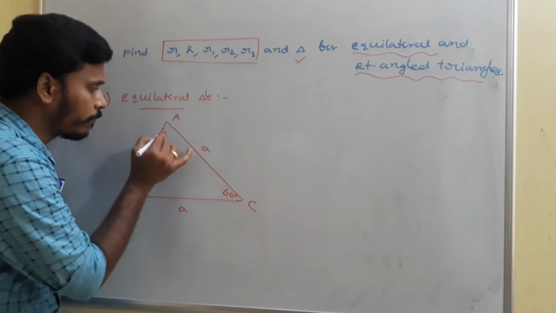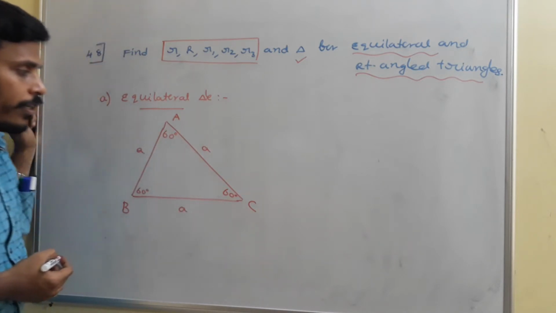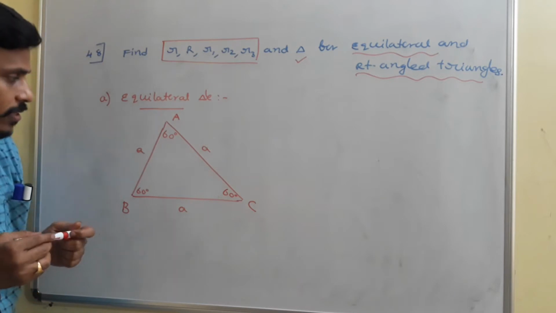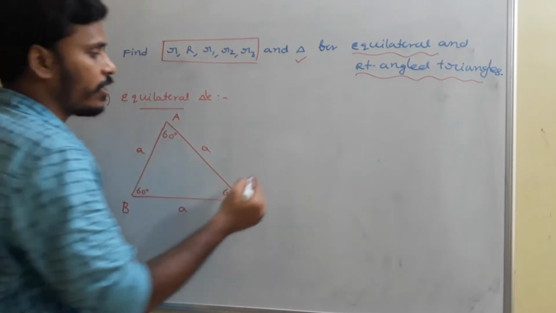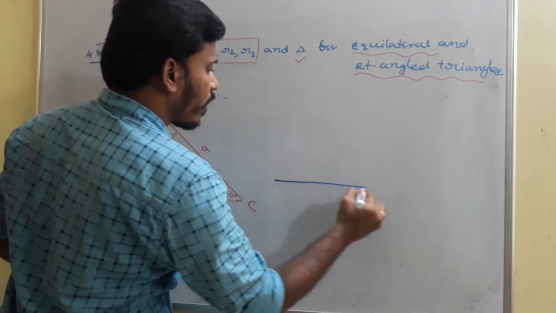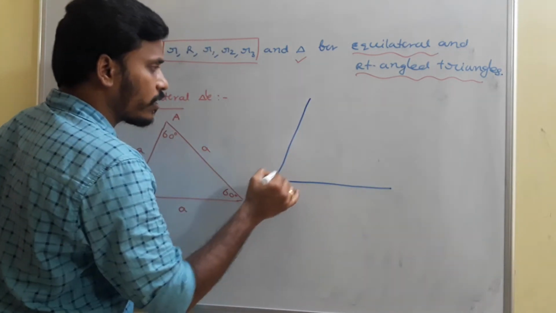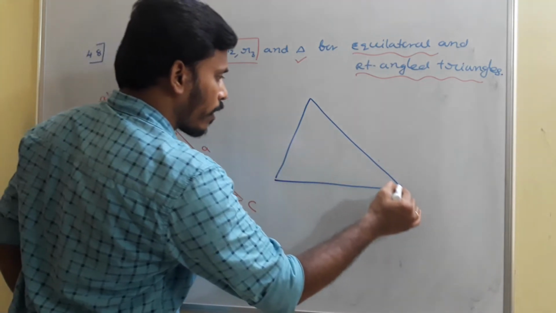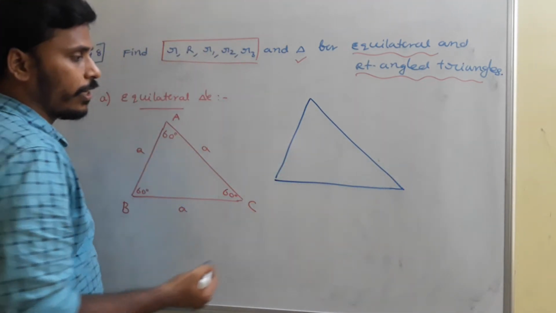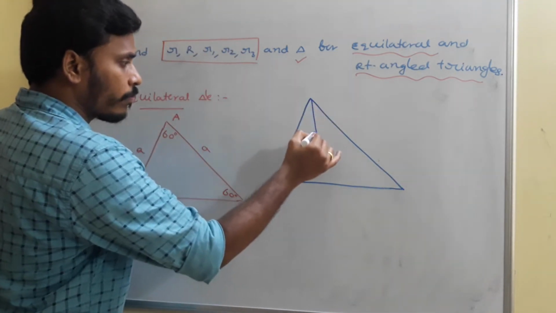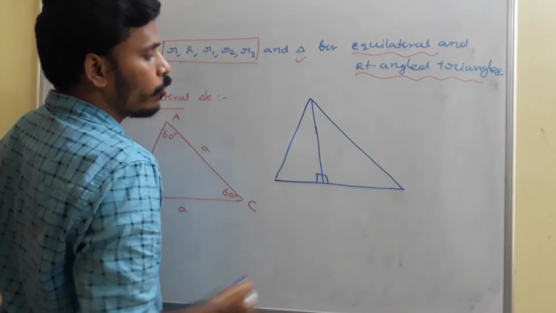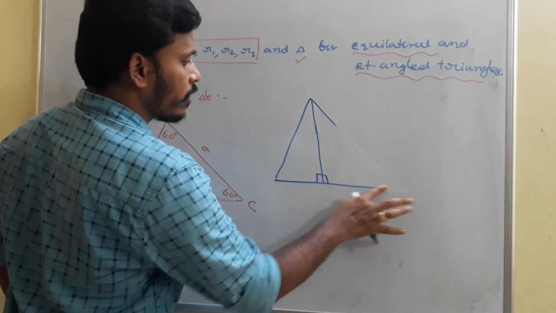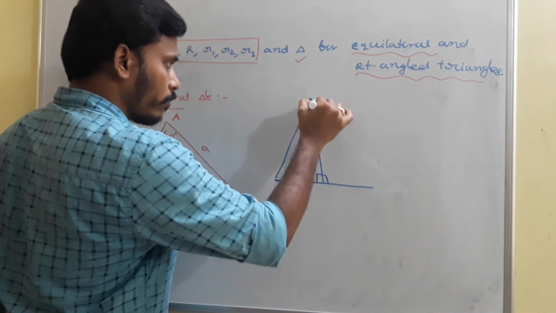Each angle is 60 degrees. All the sides are equal, and the side length of each side is A. So in that equilateral triangle, just as we discussed in the previous points, all the 4 points are coincident. So first of all, I will draw an altitude here. Since it is equilateral, it should be like this.